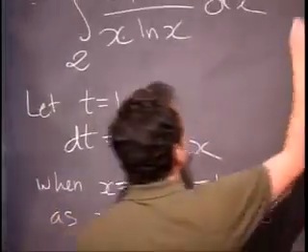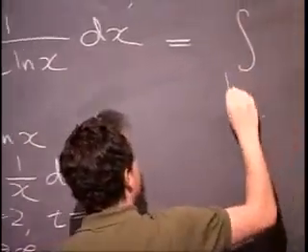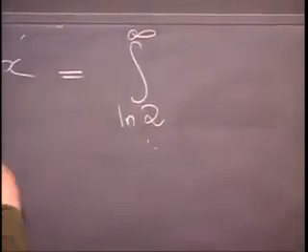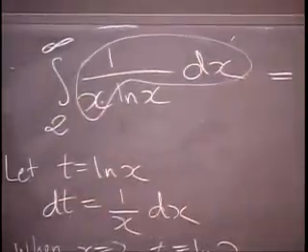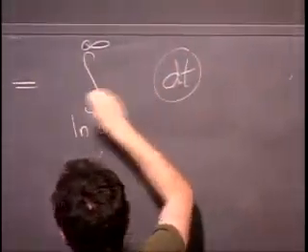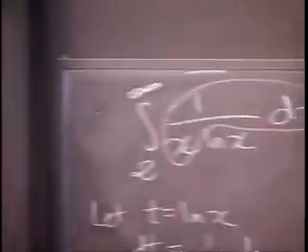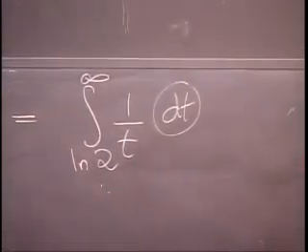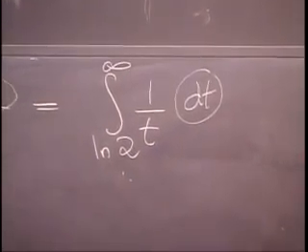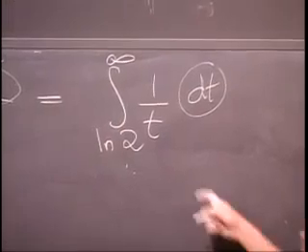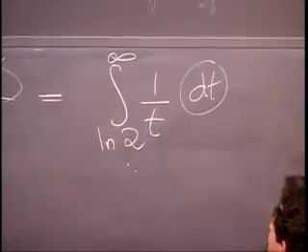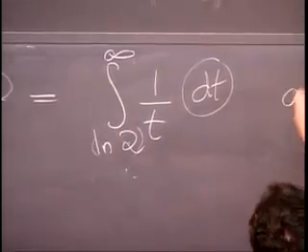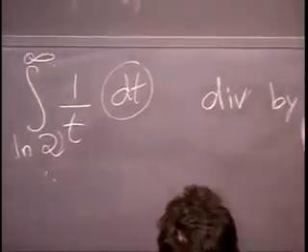And so this integral in t-land becomes the integral from log 2 to infinity. 1 over x dx is dt. And then we have the log x on the bottom, which becomes a t. So, lo and behold, we now have reduced it to the p-test, but in t-land, the log 2 doesn't matter. It's the infinity that's the problem spot, and this diverges by the p-test.